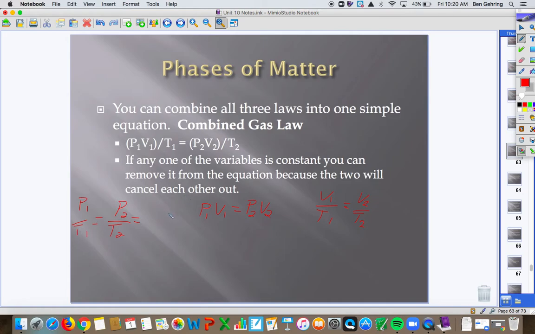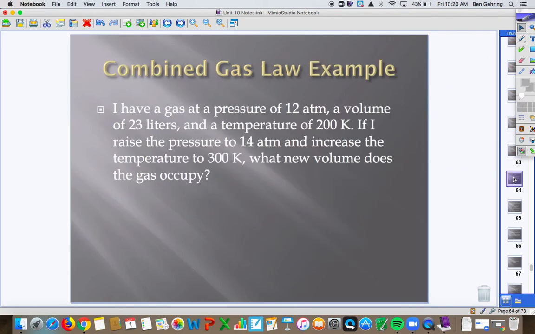Those vary directly. So we can combine these. So we take all these and put them together, and you get P1 V1 over T1 equals P2 V2 over T2. This is the equation we're going to use a lot, and we can solve for any one of these variables. So here is an example.